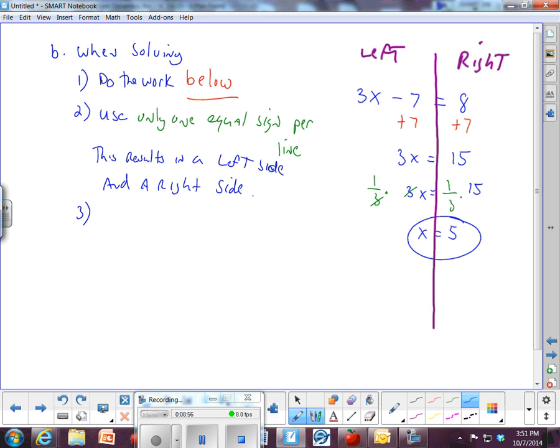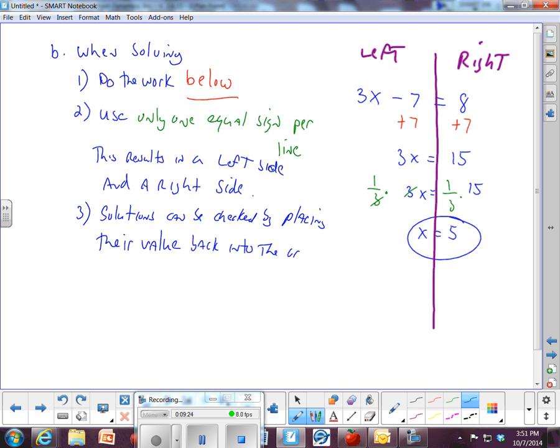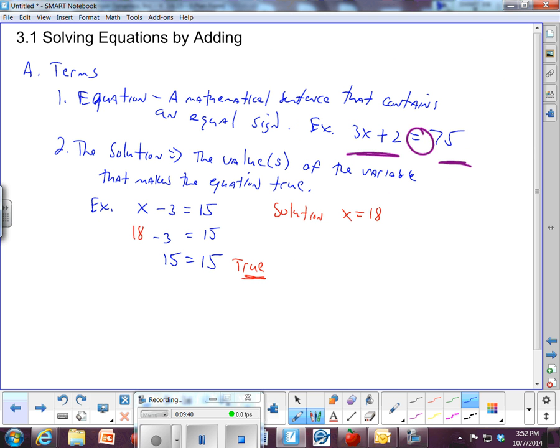And so number three, last one in this idea: solutions can be checked by placing their value back into the original equation. Solutions can be checked by placing their value back into the original equation.